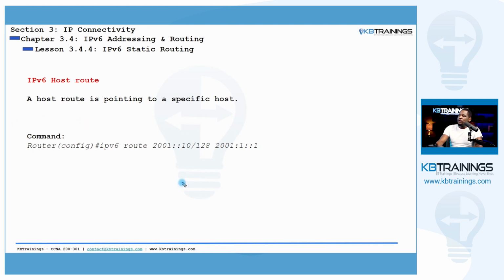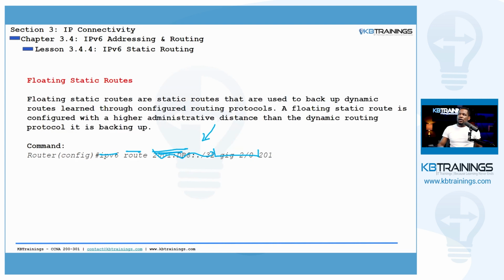And to do that, you do the command ipv6 route. You specify your device that you want to reach. And if you notice, the subnet mask here is a /128, which means that we are matching all the 128 bits in this address. And this is the next hop where we are sending the traffic. All right, so next we are going to talk about floating static routes and what this is.